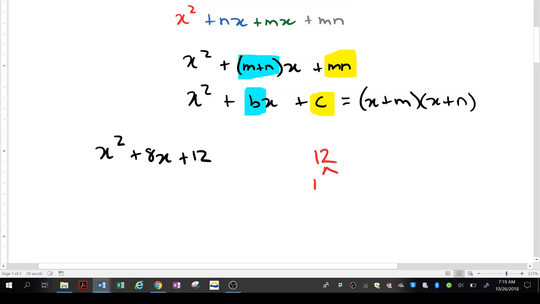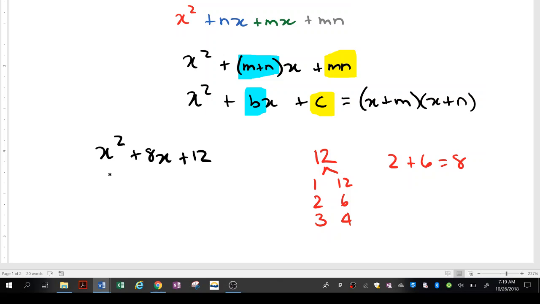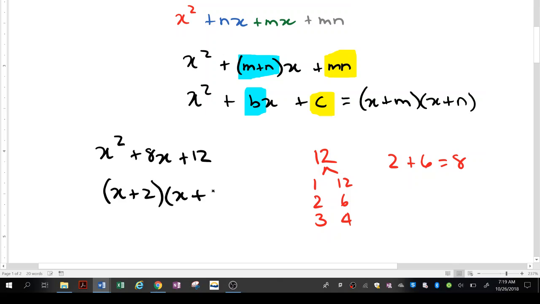So 12 we know is the product of 1 times 12, 2 times 6, and 3 times 4. And you'll notice of those factors, 2 plus 6 is equal to 8. So now we have 2 times 6 is equal to 12, and 2 plus 6 is equal to 8. And that's what we wanted here. And so we can take our trinomial now, and we can express that as a product of two binomials, x plus 2, x plus 6.